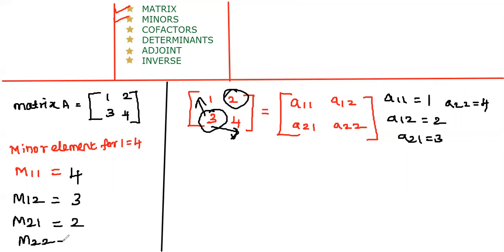So M22. How do you find M22? Again, you have to go back to the A22 position, cut its corresponding row and corresponding column. Like a puzzle game, actually, it is. You will be left with this element. So that is going to be your result. So M22 is going to be 1. I hope it is clear. So M11 is 4, M12 is 3, M21 is 2, M22 is 1.